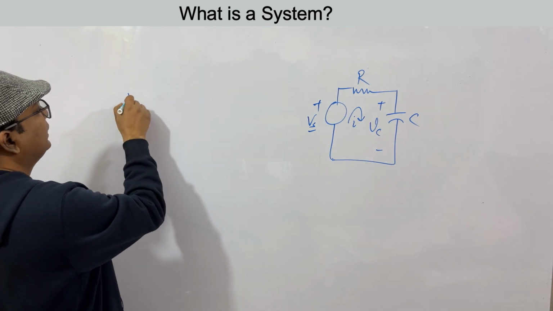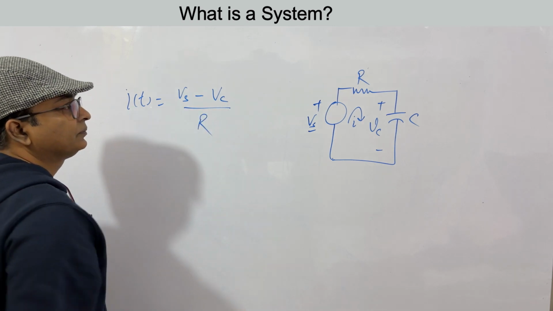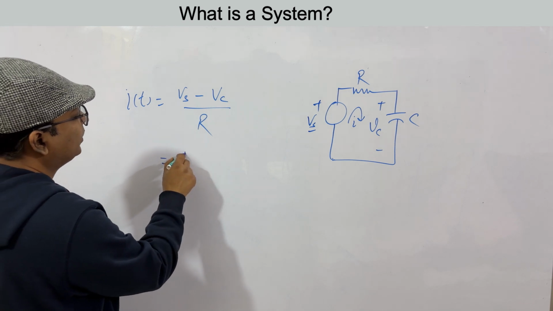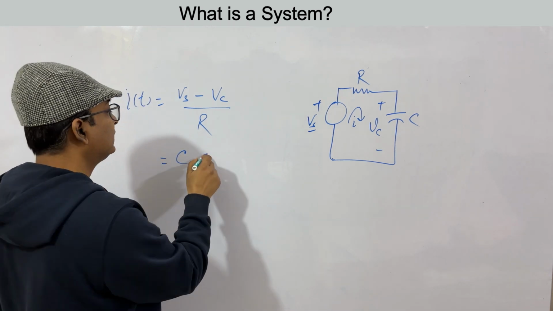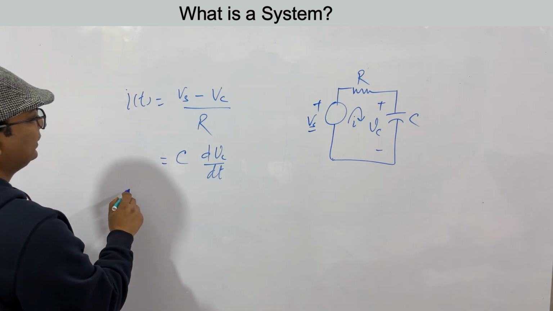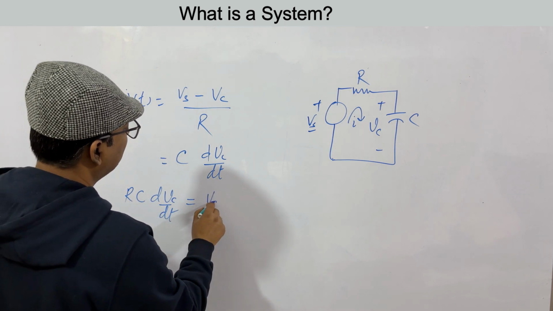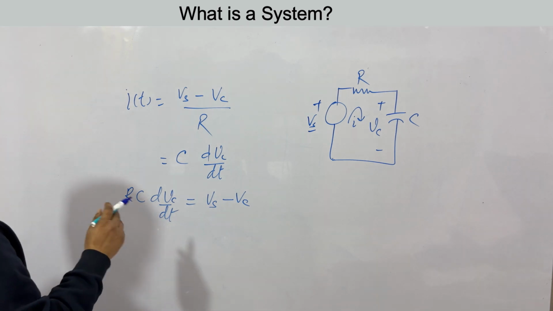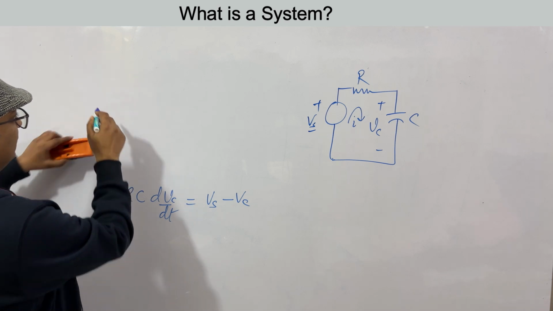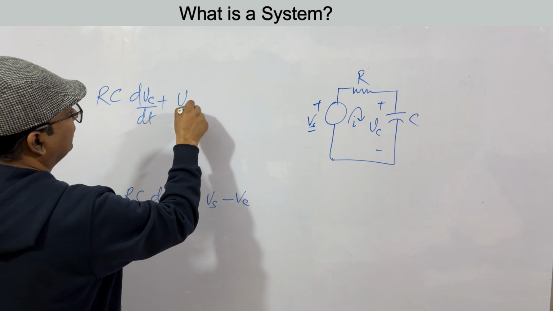So you can say I(t) is what? It is (Vs minus Vc) by R, this voltage minus this voltage by R. And since this is a capacitor, this current will be equal to C dVc/dt, where C is the capacitance. So we can put it here: RC dVc/dt is equal to Vs minus Vc. Let's put Vc at one place. So we can write RC dVc/dt plus Vc is equal to Vs.